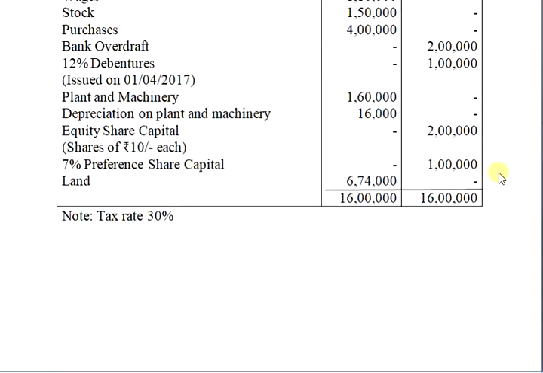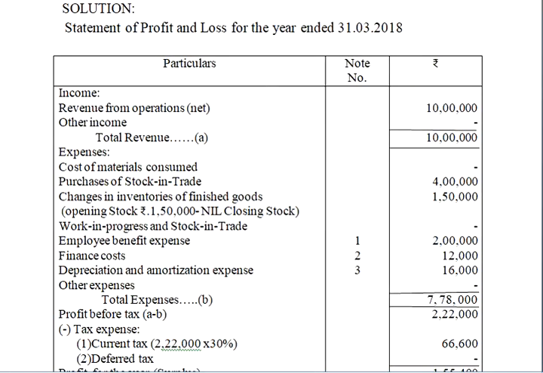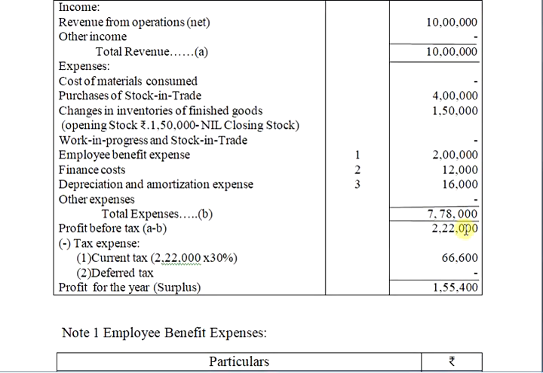So listen here, this stock, whatever is there, there is no stock in the question, 1,50,000 is considered as an opening stock. In the book some printing error has happened, it has been given as closing stock. So consider this as an opening stock, 1,50,000. On that 1,50,000, 1,50,000 minus nil, closing stock is nil, that is 0. You will be getting 1,50,000. Work in progress and stock in trade is nil here.